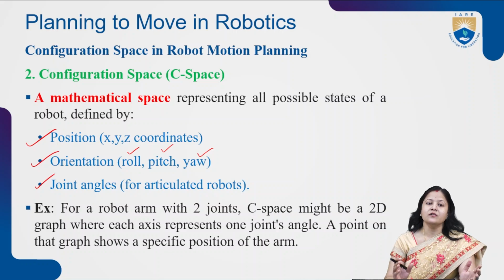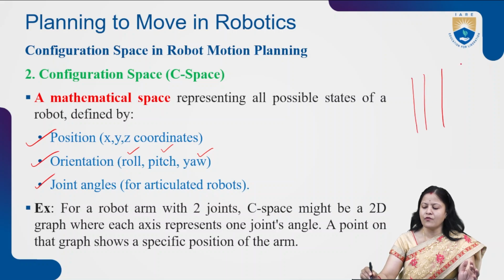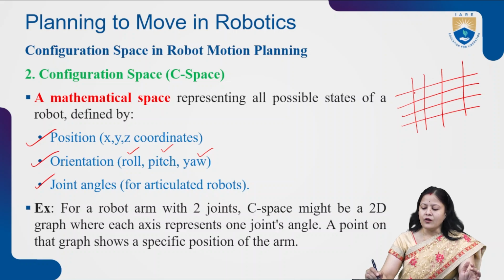That means the configuration space is not only a 2D space or 2D graph. Configuration space can be represented, first of all, in the form of grids. After representing this grid, the locations where the robot will move, the free spaces and the occupied spaces, will be identified. Wherever the space is free, the robot will plan its movement by observing these free spaces.